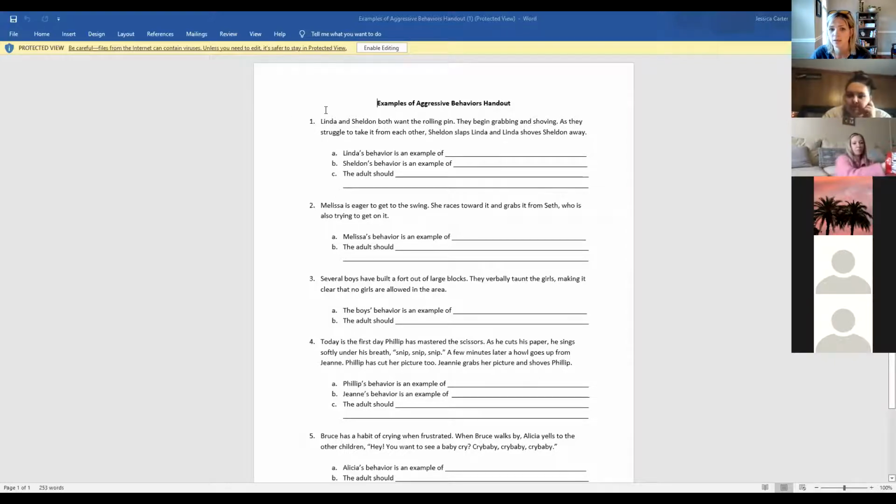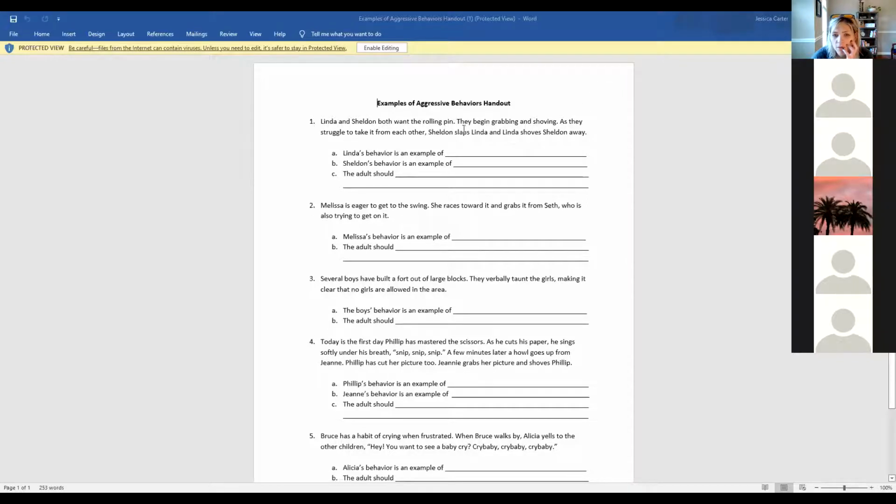Number 1 says Linda and Sheldon both want the rolling pin. They begin grabbing and shoving. As they struggle to take it from each other, Sheldon slaps Linda and Linda shoves Sheldon away. What do you think the aggression is? Is Linda's behavior, so Linda shoves Sheldon after being slapped by him, and Sheldon slapped her in an effort to, they're both trying to get the rolling pin. What types of aggression? Would hers be hostile aggression? Because she's trying to hurt him back.